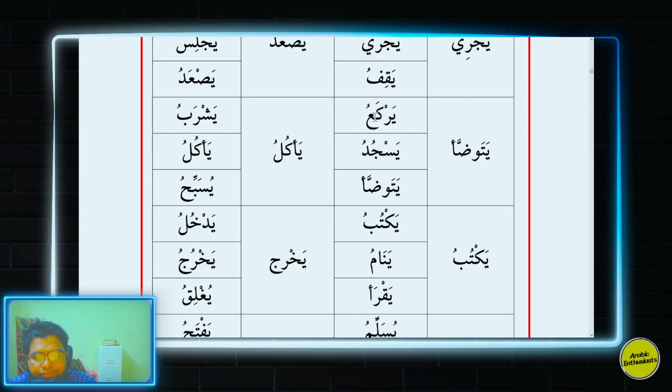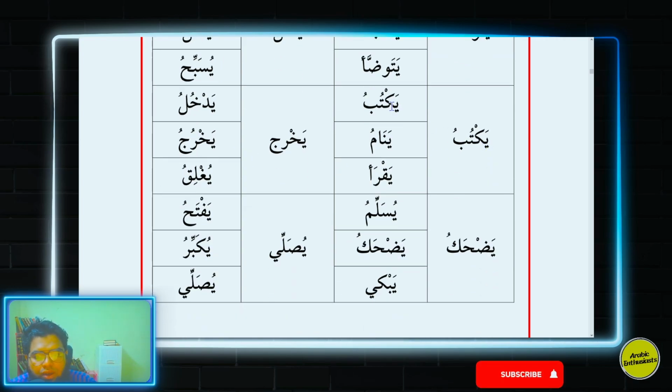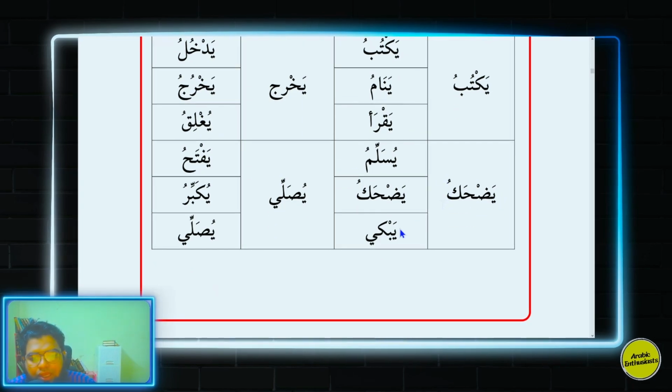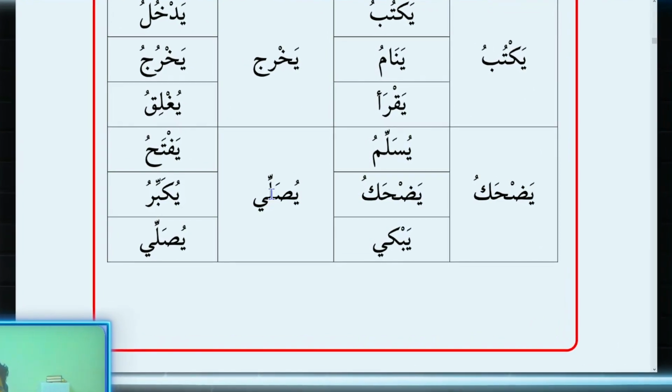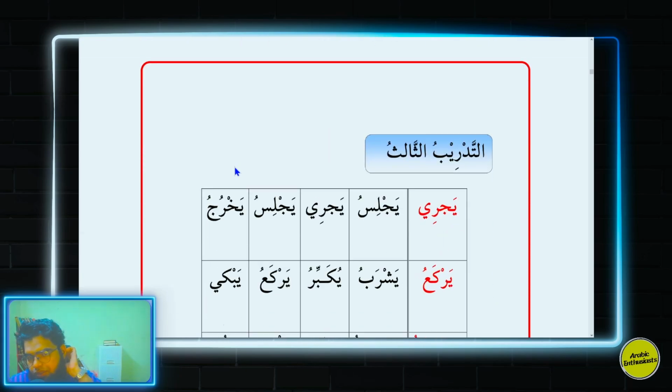Yasjudu, yadka'u, he does ruku, sajda. Ya'kulu, he eats. Yashrabu, he drinks. Yusabbihu, he says tasbih. Yaktubu, he writes. Yanamu, he sleeps. Yaqra'u, he reads. Yakhruju, he leaves. And then yadkhulu, he enters. Yughliqu, he closes. Yadhaku, he laughs. Yabki, he cries. Yusallimu, he says salam. Yusalli, he prays. Yukabbiru, he says takbir. Yaftahu, he opens.